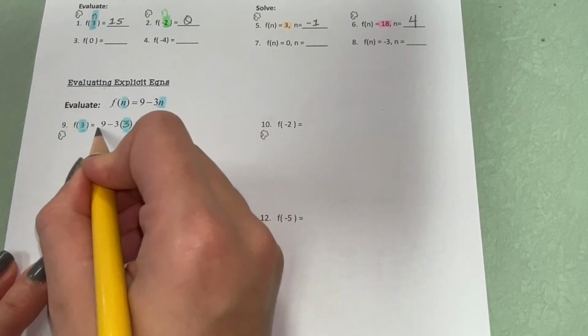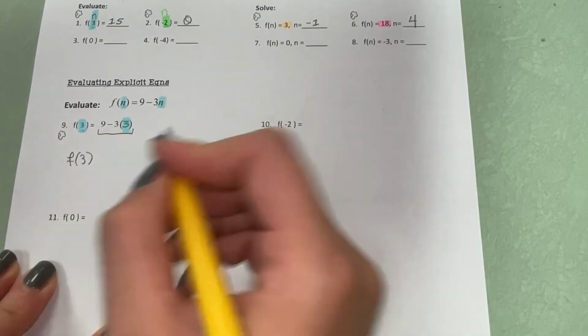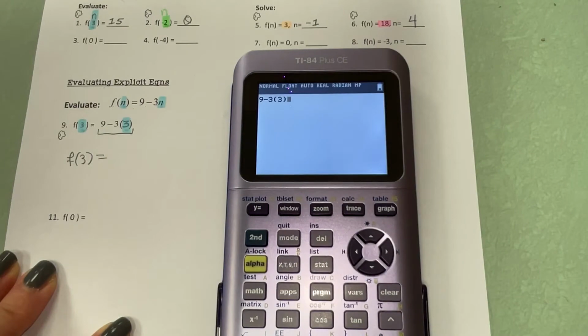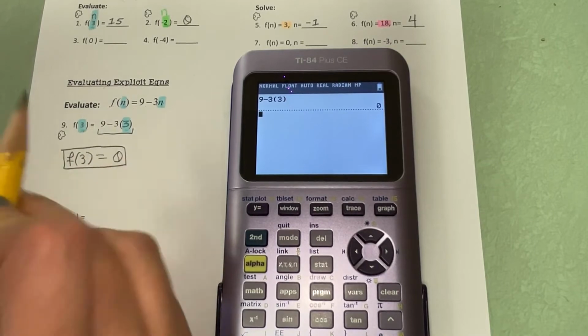And all I'm gonna do is take this, type it into my calculator. So it's gonna say f of 3 equals, I'm gonna type this exactly into my calculator. Look, exactly the same, hit enter, and my answer is 0. So that's gonna be my answer.